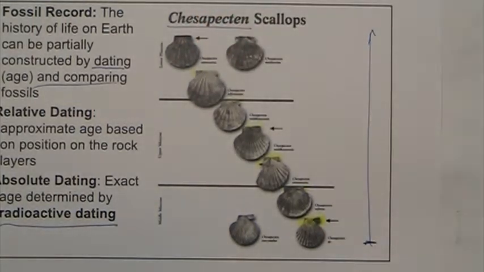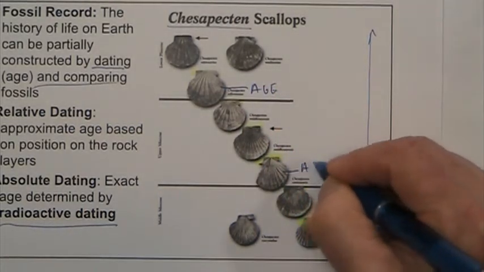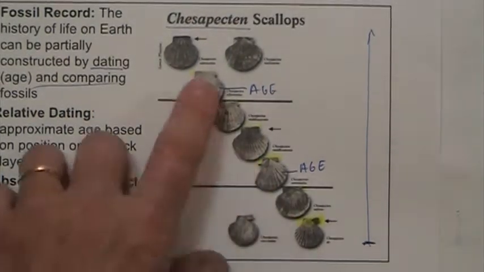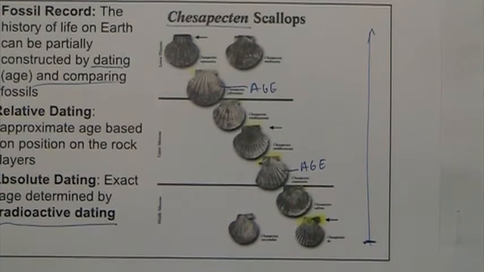So by being able to determine the age of each one of these, you can put them in sequence and you can see the gradual change, how they have changed over time. All that with just the fossils.